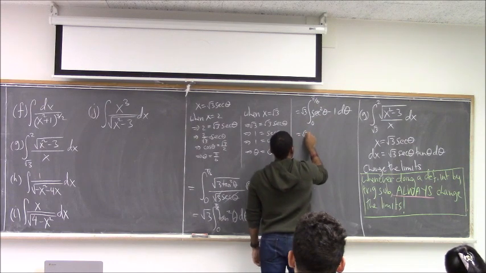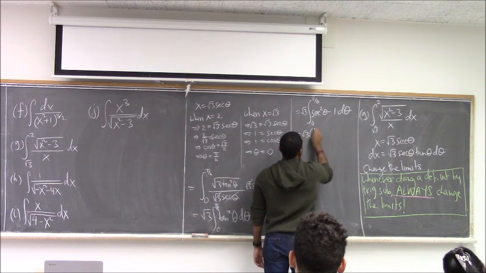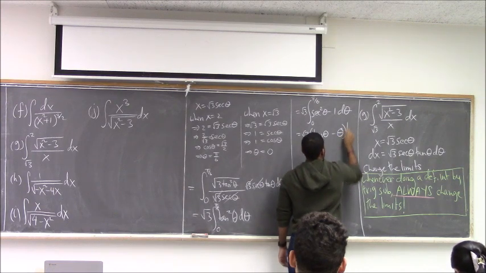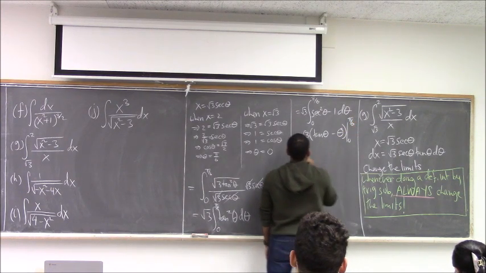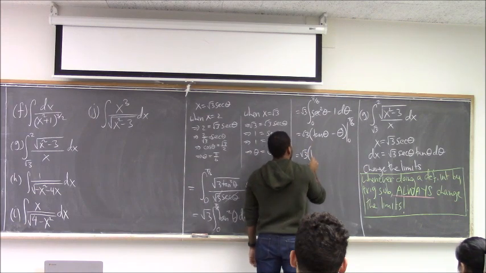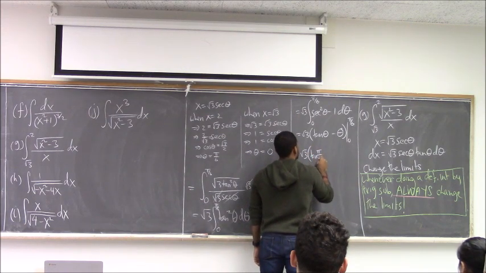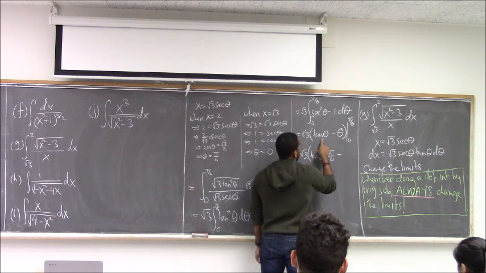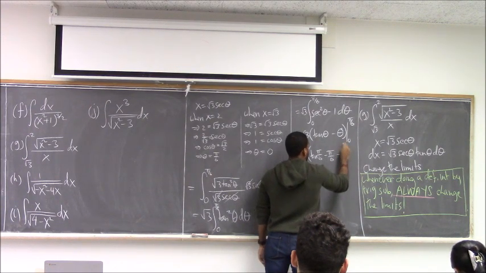Integral of secant squared minus 1. So this becomes tangent pi over 6 minus pi over 6 minus tangent of 0. 0 and 0, so that's 0.